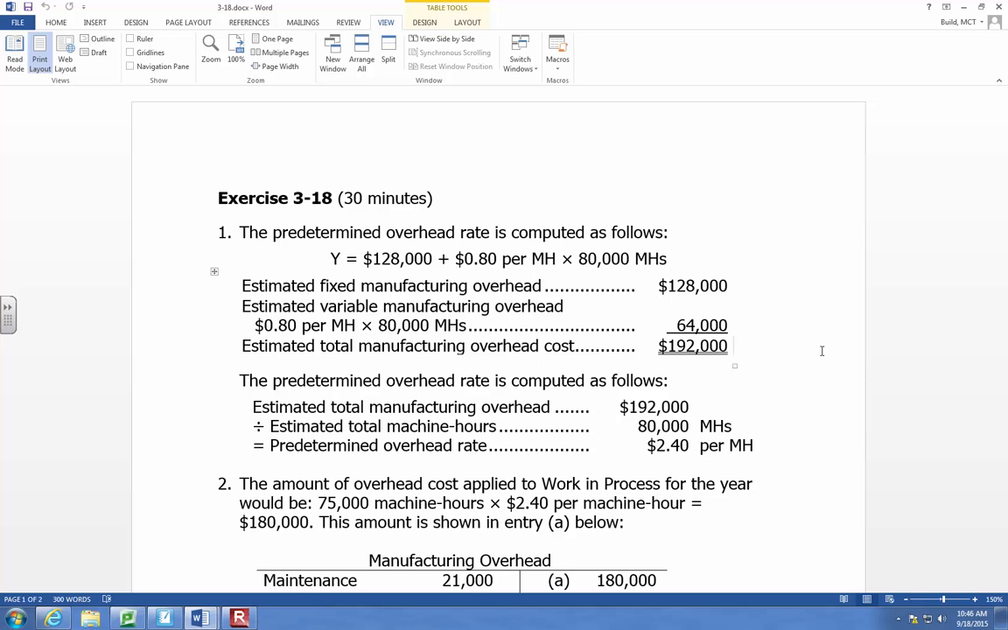But what times what? Even if you got the numbers wrong, you take what times what to apply your overhead? Okay, how many machine hours did I work? Right, so 75,000 times my predetermined overhead rate. And I think you said 80 cents, which was the variable portion. But we figured out that in total, variable plus fixed, it's $2.40. So the credit side of my overhead account is going to have how much in it?